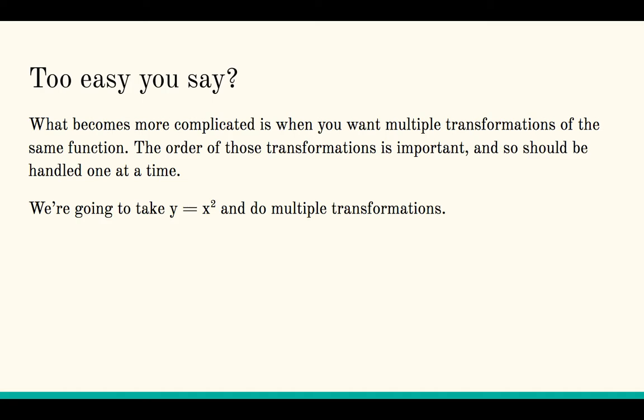So that's too easy, right? What becomes more complicated is if you want to do multiple transformations of the same function. And the order of those transformations really does matter. So you want to handle them one at a time. Upgrade something, see what you got. Upgrade the next thing, see what you got, and so on and so forth. So we're going to take y equals x squared, and we're going to run it through a series of multiple transformations.